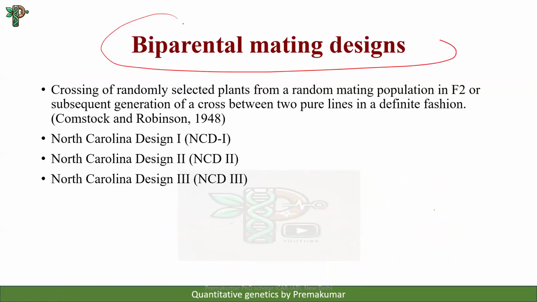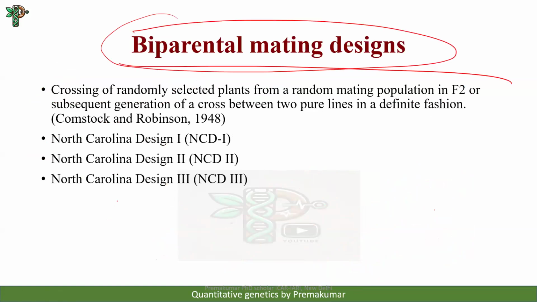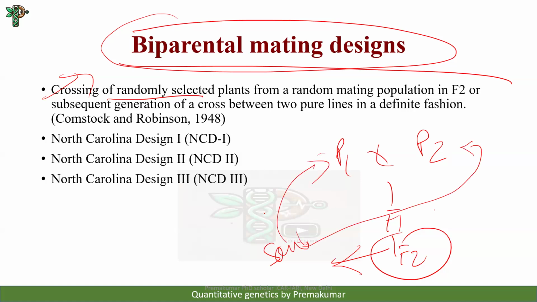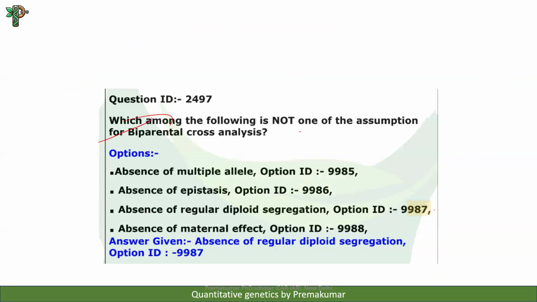Then another mating design is called biparental mating design, means we are crossing randomly selected plants. For example, you create P1 and P2. It's also called biparental design or North Carolina design. You are creating F1 and F2. Then you select random samples from F2 and make crosses with both the parents. They are North Carolina designs. How you make the crosses depends on the different designs called North Carolina Design 1, North Carolina Design 2, North Carolina Design 3. Like, which among the following is not one of the assumptions of biparental cross analysis?